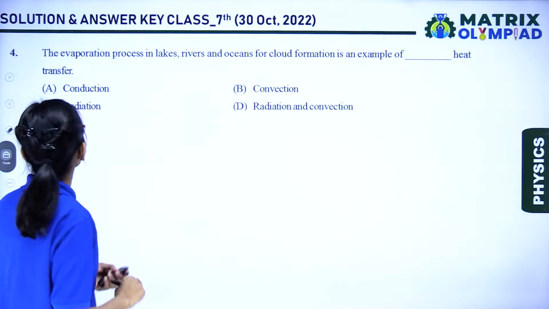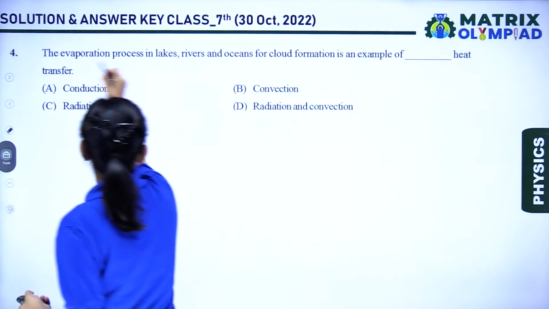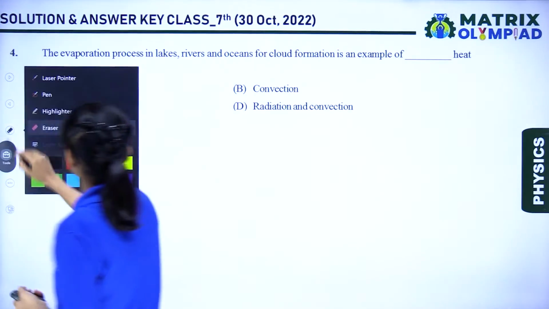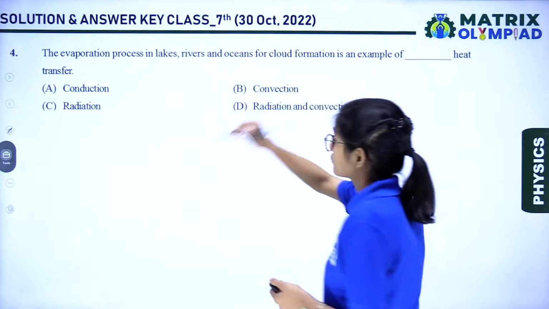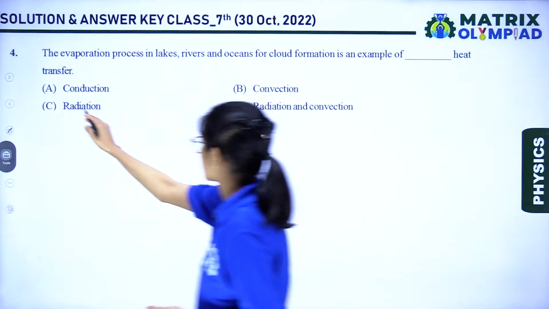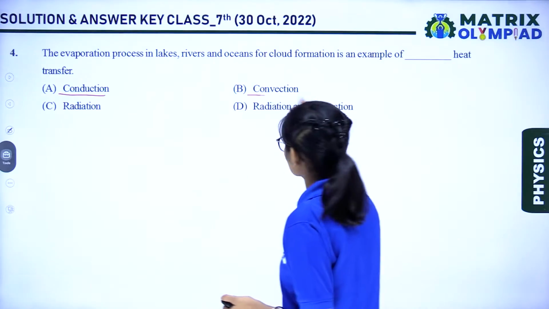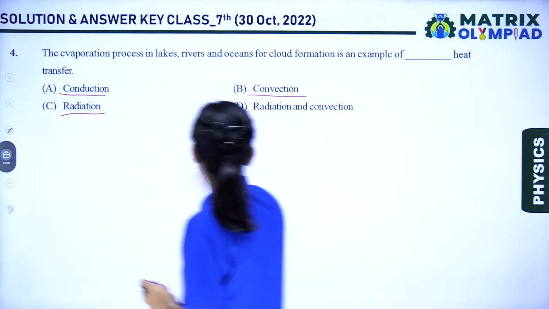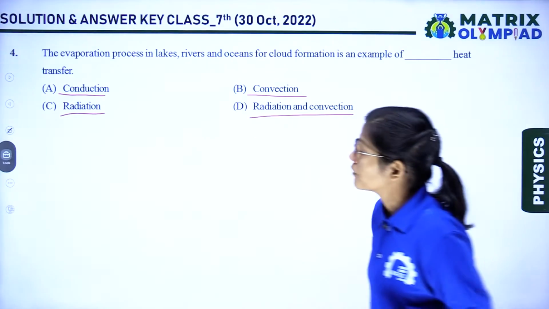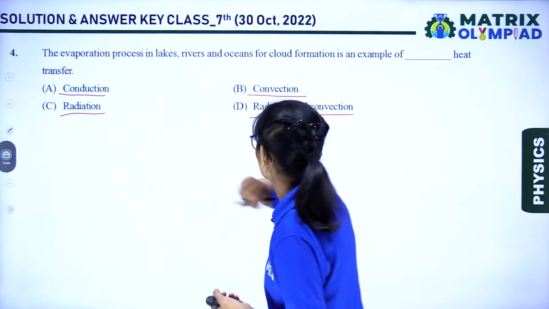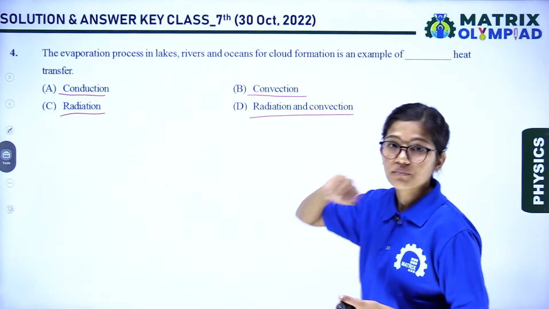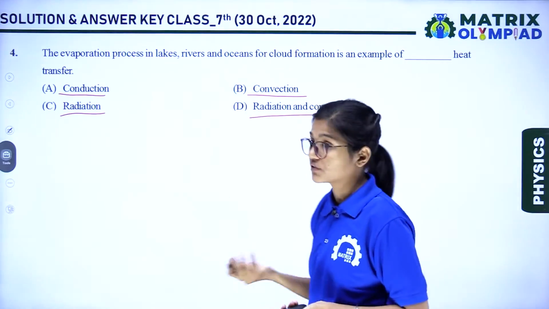Now come to question number 4. The evaporation process in lakes, rivers and oceans for cloud formation is an example of which heat transfer? The options are conduction, convection, radiation, and convection. Conduction is a method of transfer of heat in solids. And convection is a method of transfer of heat in liquids.